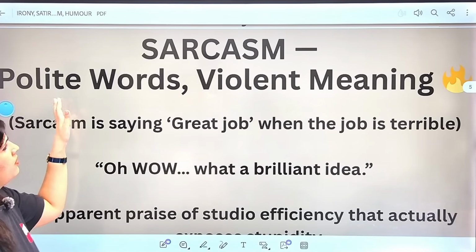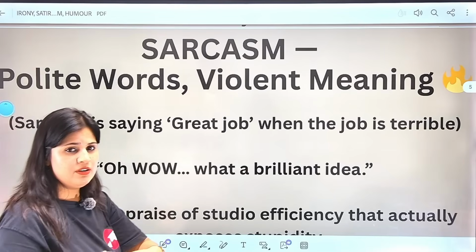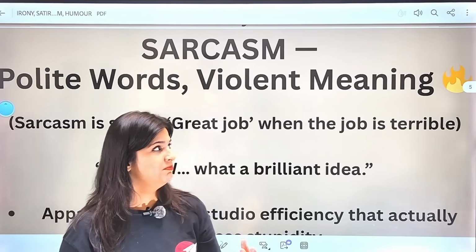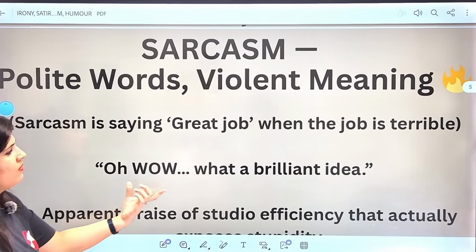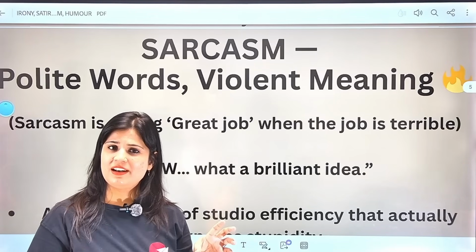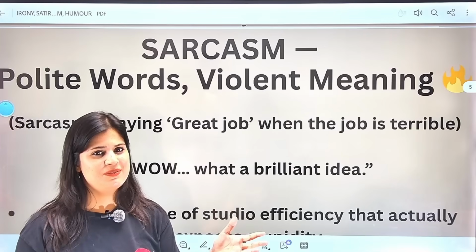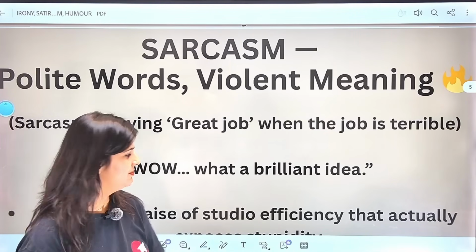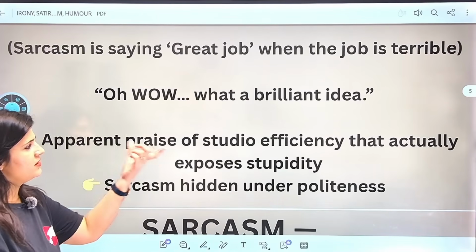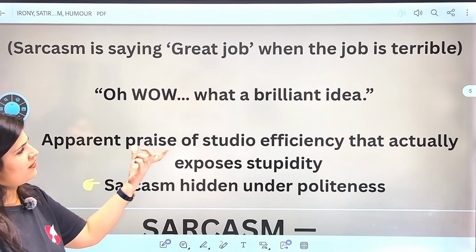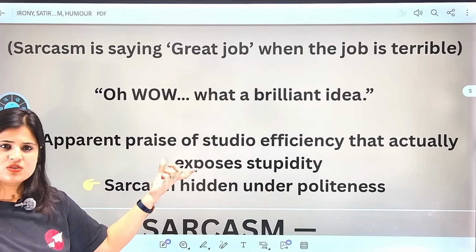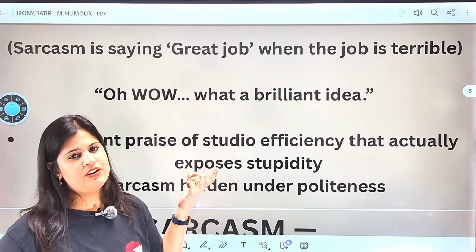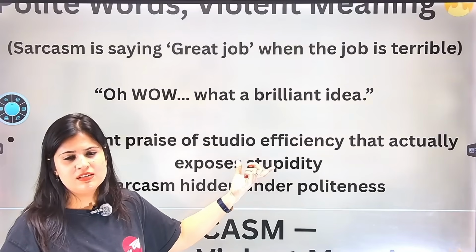It is actually a kind of usage of words which is polite, but the meaning is brutal. It is violent. Oh wow, what a brilliant idea. Similarly, oh wow, what a brilliant idea. Genuinely, but oh wow, what a brilliant idea. Sarcastic. So the first example be the praise of studio efficiency that actually exposes stupidity. So efficiency in terms of hierarchy. तो उससे क्या the writer is trying to pinpoint कि कितना stupid hierarchical system था वो, right?